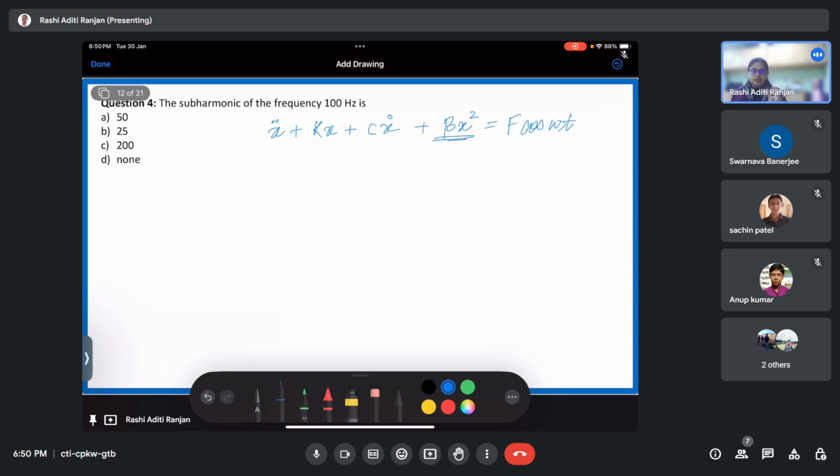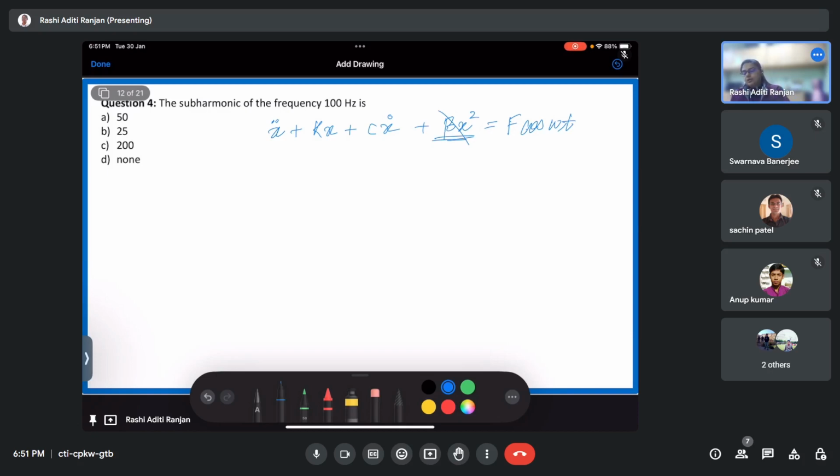For a linear system, what was happening? If I don't consider this term, what will happen? The system is going to oscillate with the frequency omega, correct? And the oscillation which is due to the natural frequency or because of the initial condition is going to get damped out because of the presence of the damping.